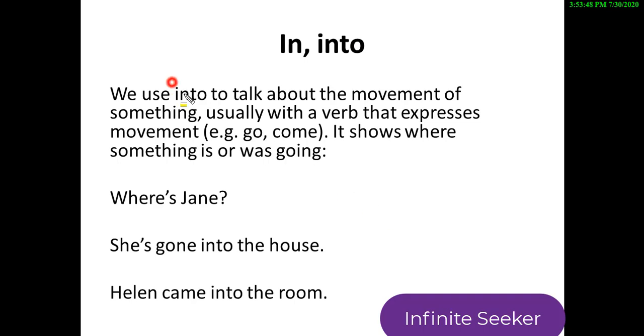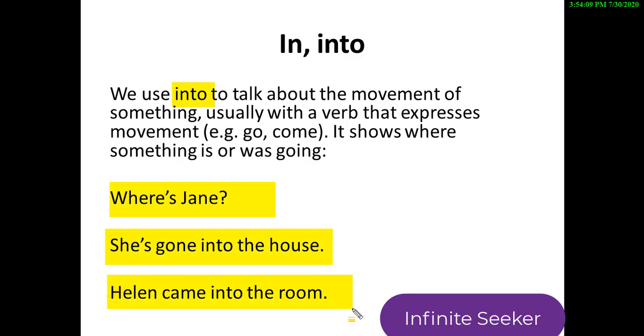And we use into to talk about the movement of something, usually with a verb that expresses movement. For example, go or come. It shows where something is or was going. For example, where's Jane? She's gone into the house. Helen came into the room.